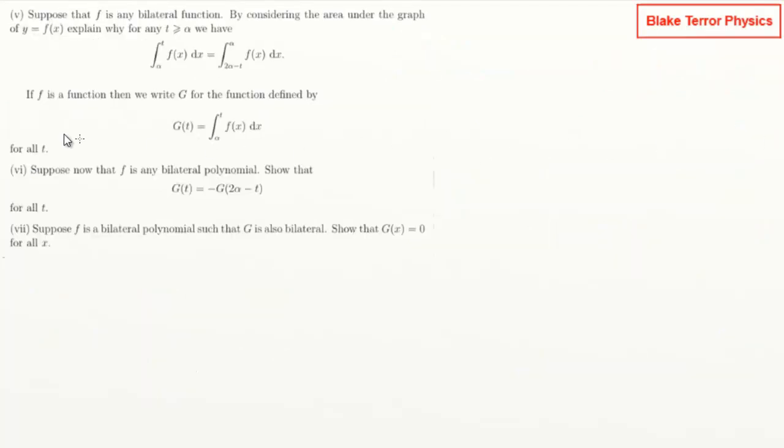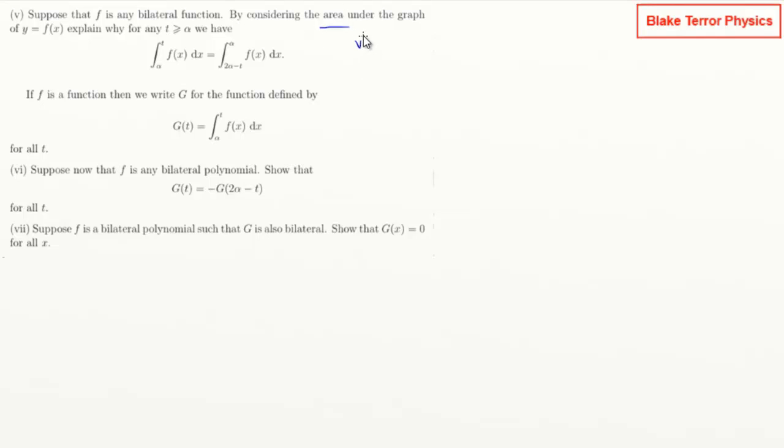but there's plenty more to come, as I recall from splitting this across 2 pages. Suppose that f is any bilateral function. By considering the area under the graph of y equals f of x, explain why for any t greater than or equal to alpha, we have this relationship. So the integral of f of x from alpha to t is equal to the integral of f of x from 2 alpha minus t to alpha. Okay, so by considering the area under the graph.